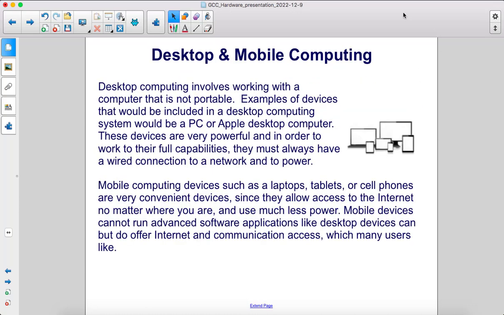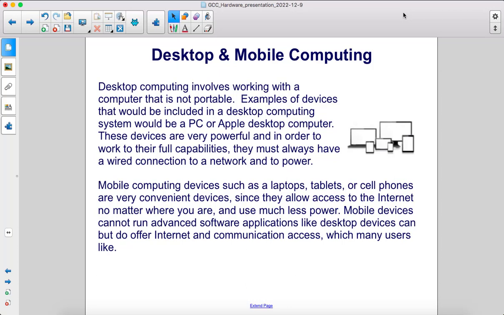Desktop computing involves working with a computer that is not portable. Examples of devices that would be included in a desktop computing system would be a PC or Apple desktop computer. These devices are very powerful, and in order to work to their full capabilities, they must always have a wired connection to a network and to power.